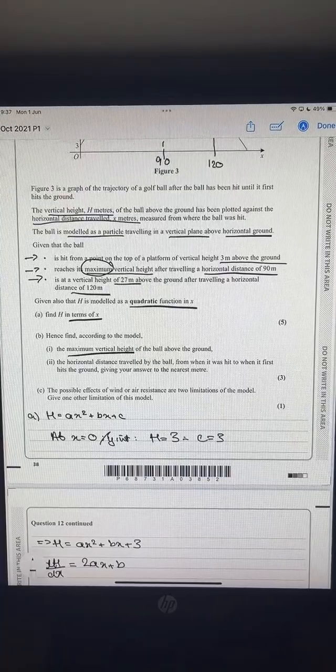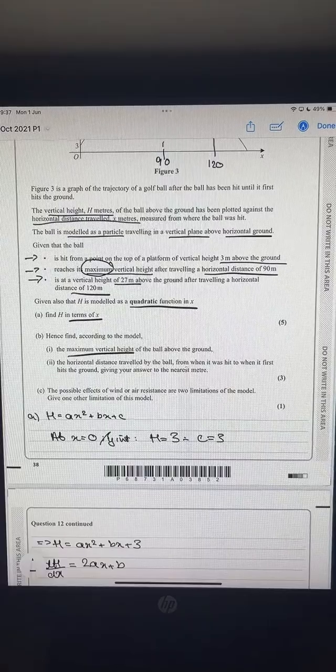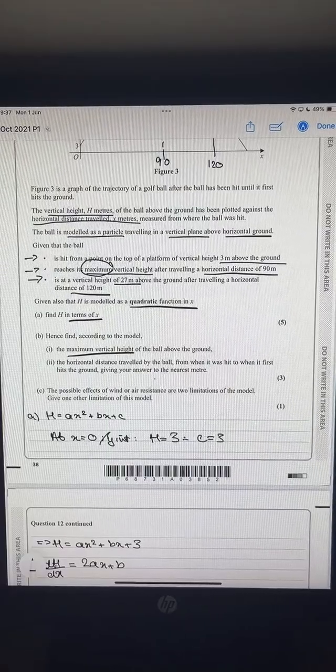The maximum vertical height of the ball above ground, and then the horizontal distance traveled by the ball from when it was first hit to when it first hits the ground, giving your answer to the nearest meter.